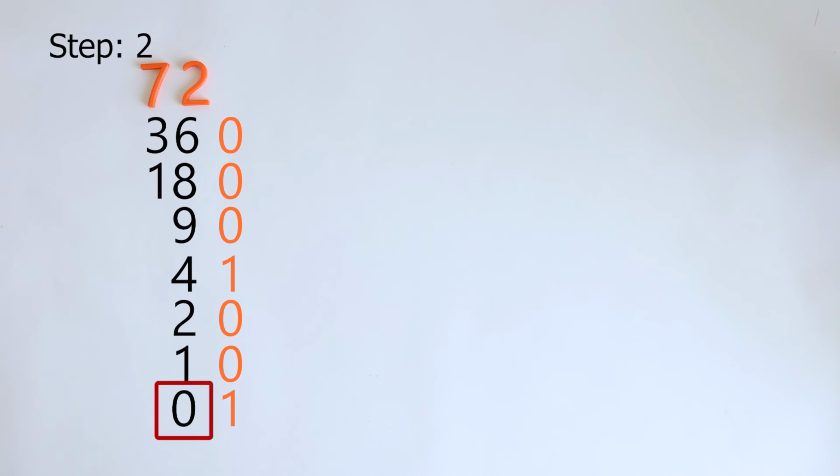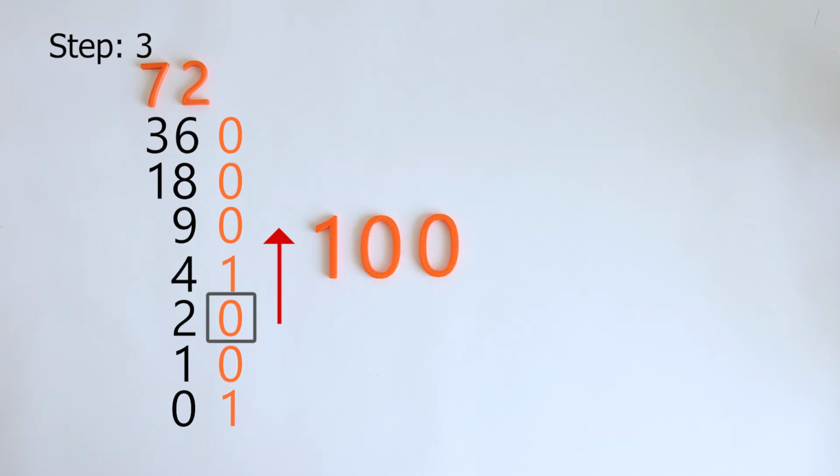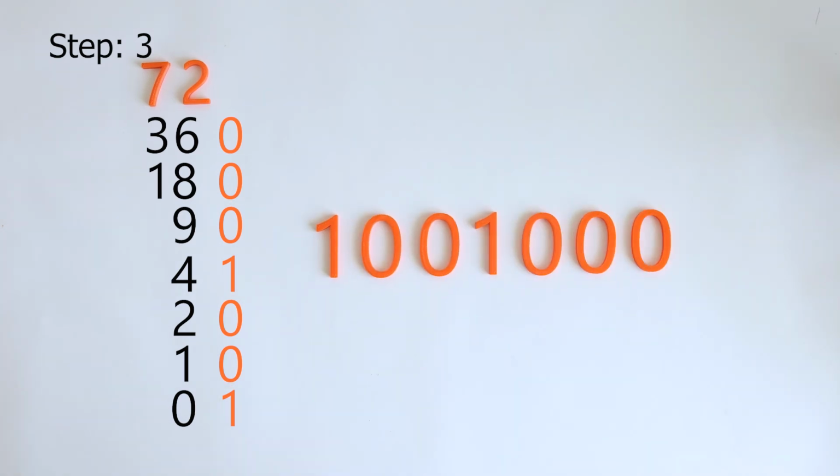We've reached 0, so on to step 3, which is to simply write out the remainder starting at the bottom. Again, remember it's very important to start at the bottom. In this case, we get 1, 0, 0, 1, 0, 0, 0, which is 72 in binary. Again, I'll convert it back to decimal just to check the answer.